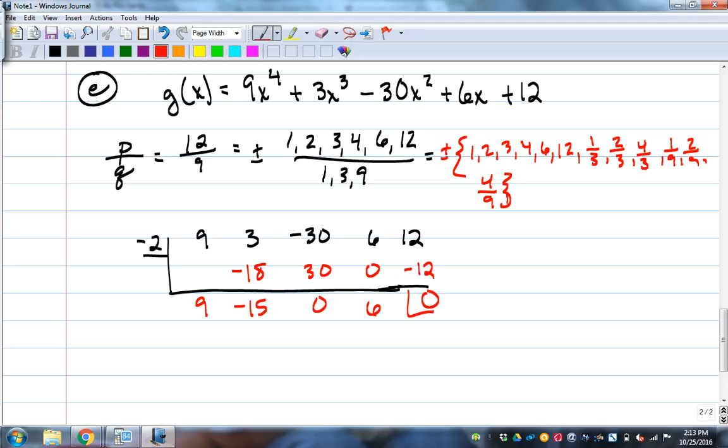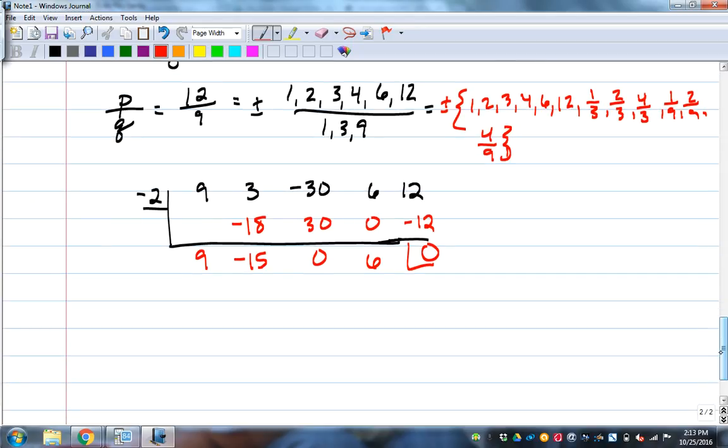I ran the -2 through with synthetic. I got a 0 remainder. That's what I expected to happen. That's what I wanted to happen. Now, here's what I want to do next. What power is this now? To the third. It's not small enough for me to do quadratic formula with yet. So I want to run synthetic again if I can. So I want to do synthetic division on what's left here.